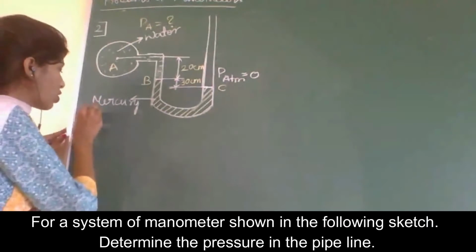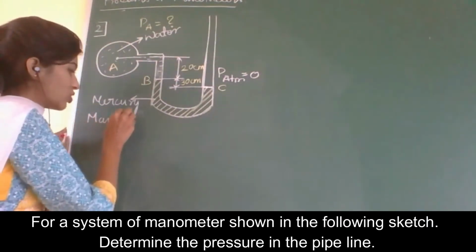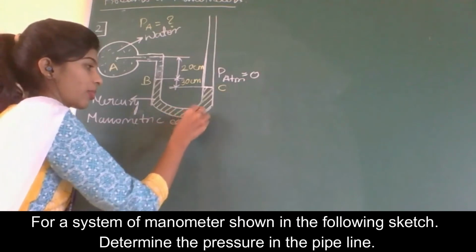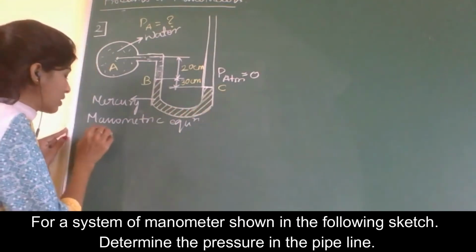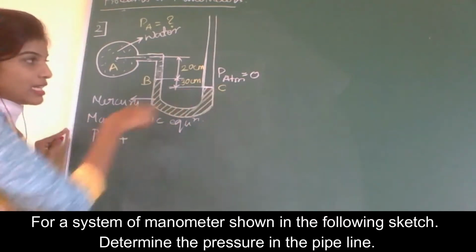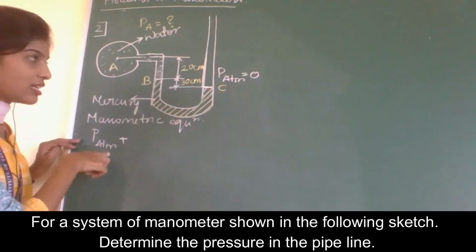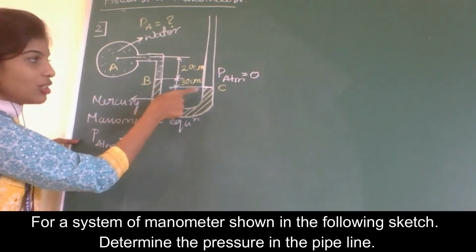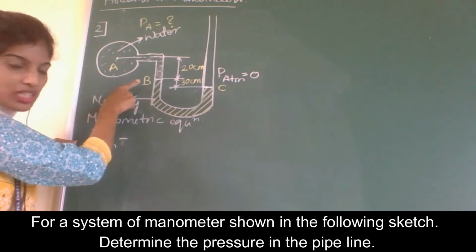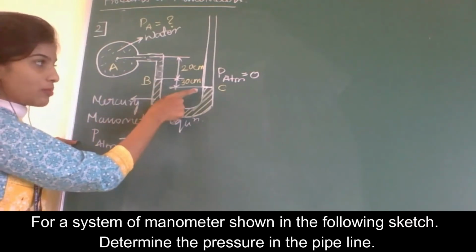Okay, so writing the manometric equation. Pressure at C is P atmospheric. The next step is, from C you have to move to the next meniscus point, that is B. So we have moved from C to B.